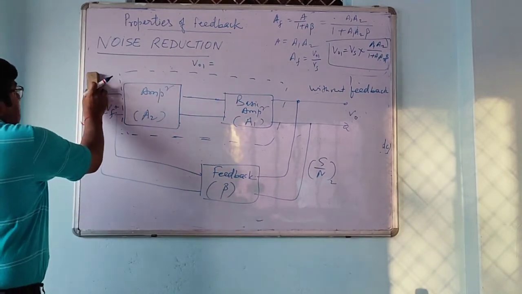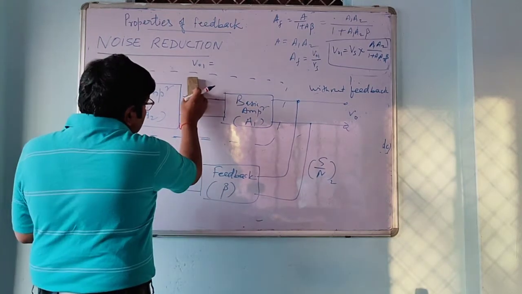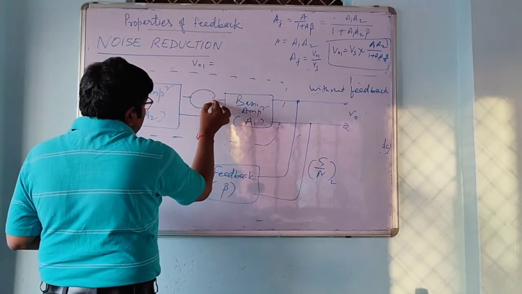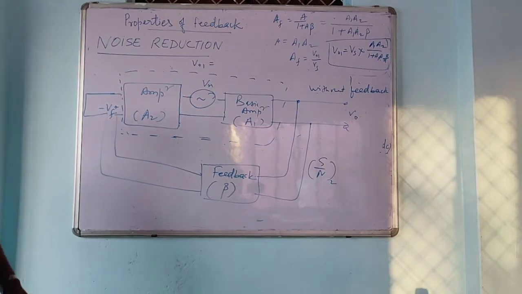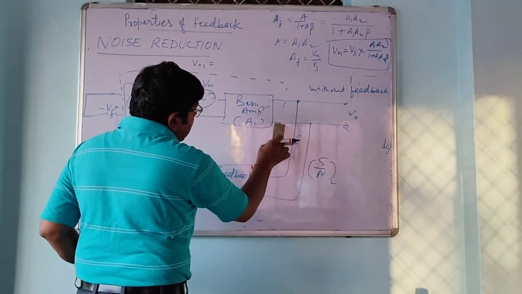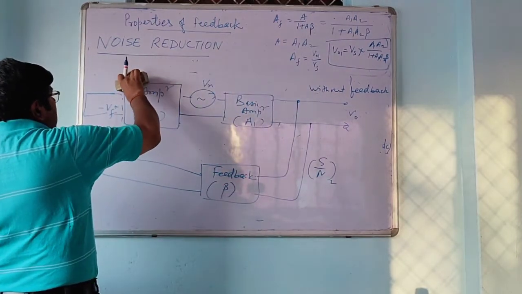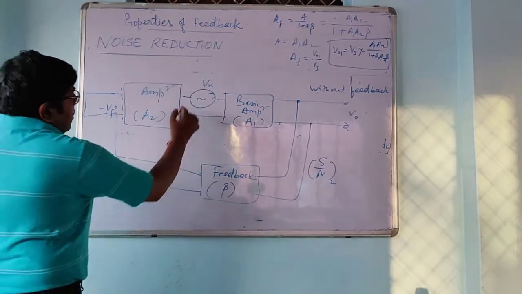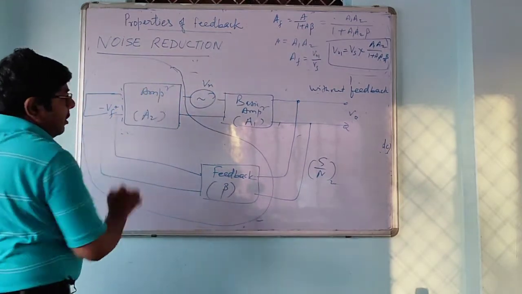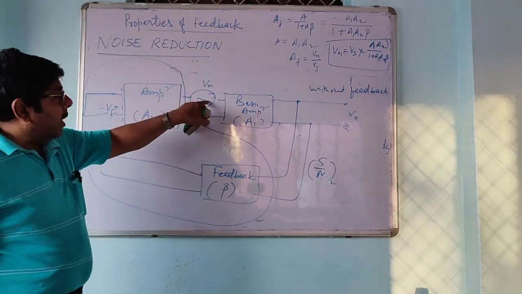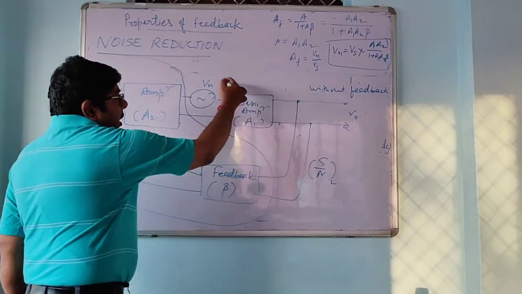Now suppose we are considering the effect of noise, then put this 0. This is 0. Here noise is present. This is the noise. Then what is the configuration? Now this configuration is changed. Whole configuration is changed. Now this whole part is considered as feedback. This is the feedback. Input is here. This part is the feedback. And this is the basic amplifier.